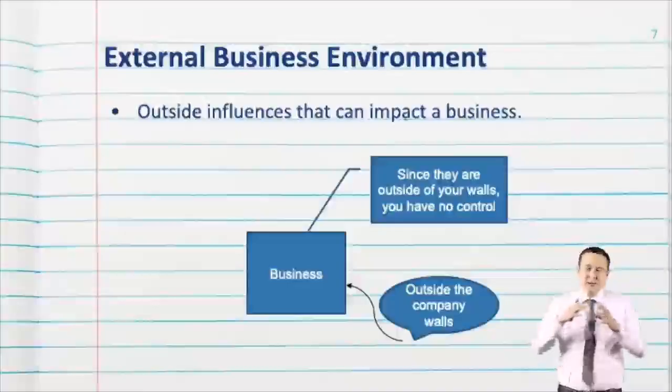So if you take a look at the family example, if the parents are internal, the neighbors are external. So you cannot control and tell your neighbors what to do. But they can still influence your family. They can influence your children. So it's very important to understand the difference. So external environment is basically outside of your walls, you have no control, and they influence your operations.